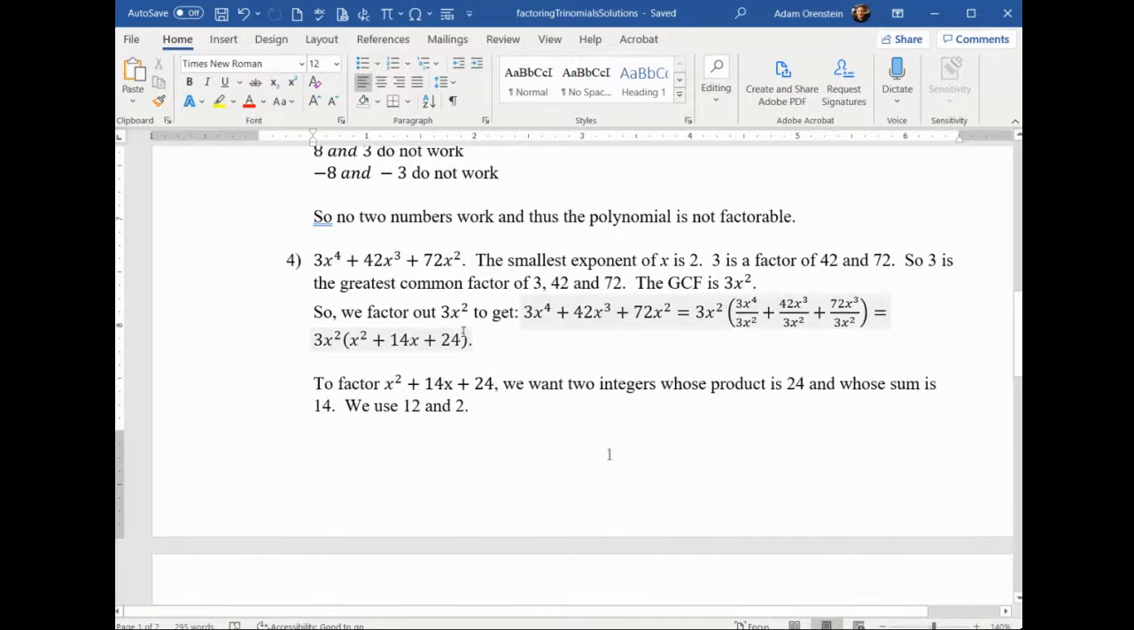Okay, so how do we factor that? Well, here we want 2 numbers whose product is 24 and whose sum is 14. So what numbers do that? Well, you can see what's written there already, but 12 and 2. 12 and 2 are going to pull that off.